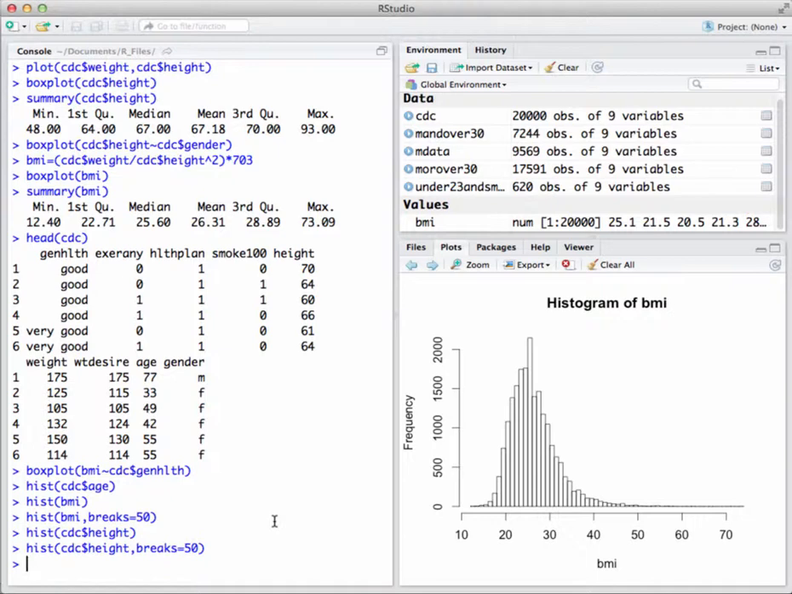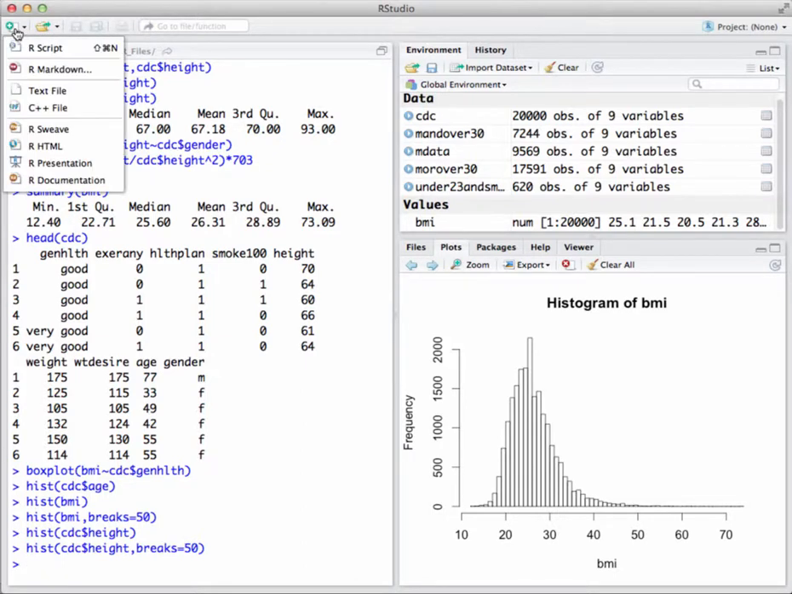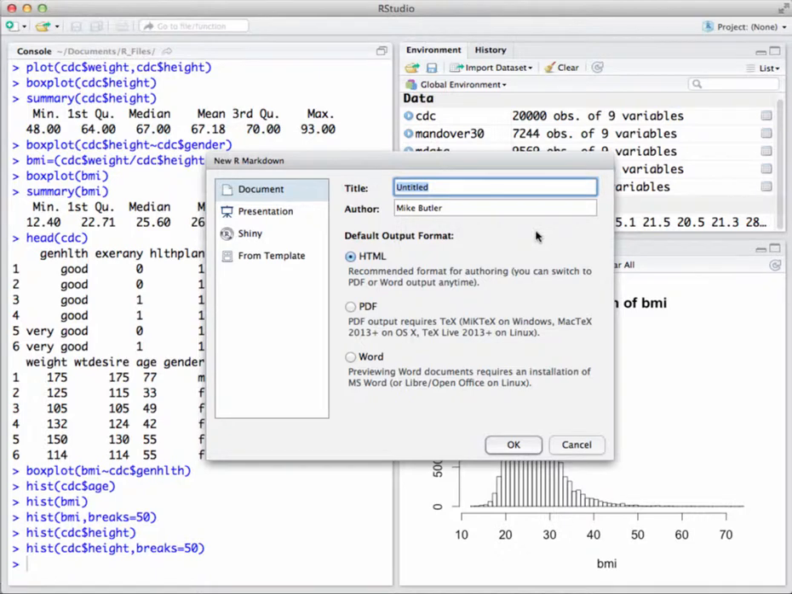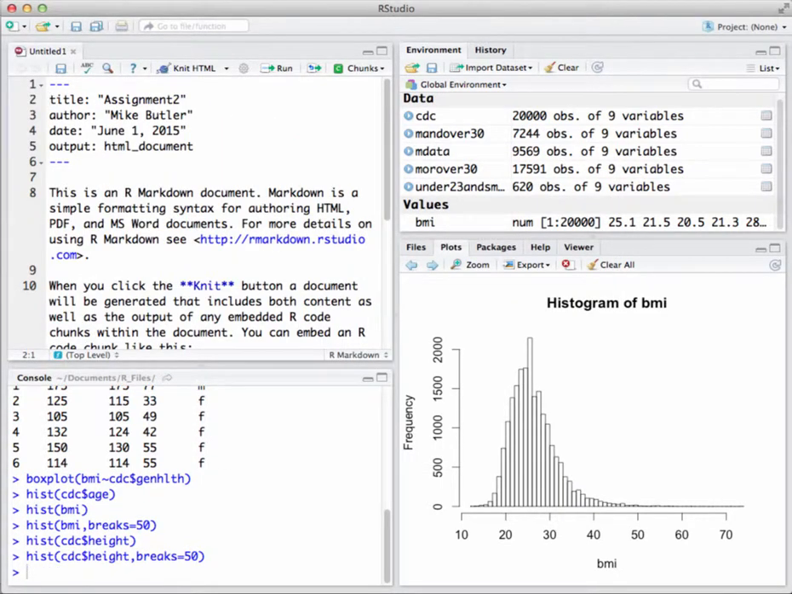Okay, so now it's time to do the on your own. What we're going to do is open up a new R Markdown file. So go up to your little plus tab up there and say I want to make a new Markdown file. I'm going to call this assignment 2. And we're going to get a new R Markdown file.